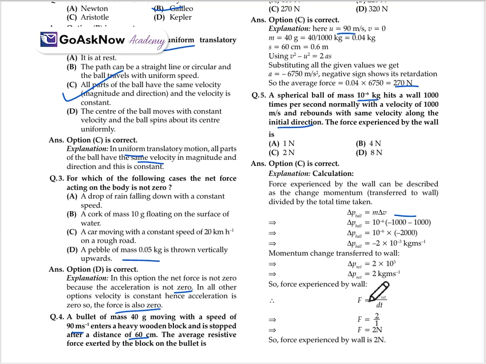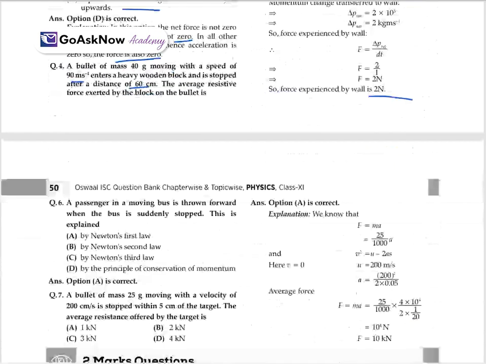So the force experienced by the wall F equals delta P upon dt. We put the value 2 upon 1. It means the force experienced will be 2 Newton. So option C will be the correct one.